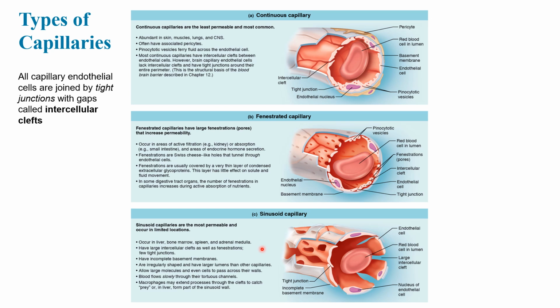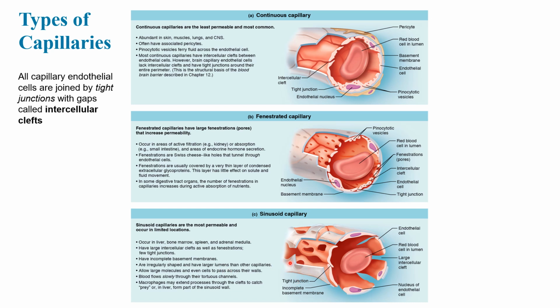They have large intercellular clefts as well as fenestrations and few tight junctions. So see, if we can even see here, they're so large. So this is like if I cut it at this level, this is how it will appear. There is a large intercellular cleft between two endothelial cells, and they have fewer tight junctions. Tight junctions are present, but they are fewer. And they have incomplete basement membrane.